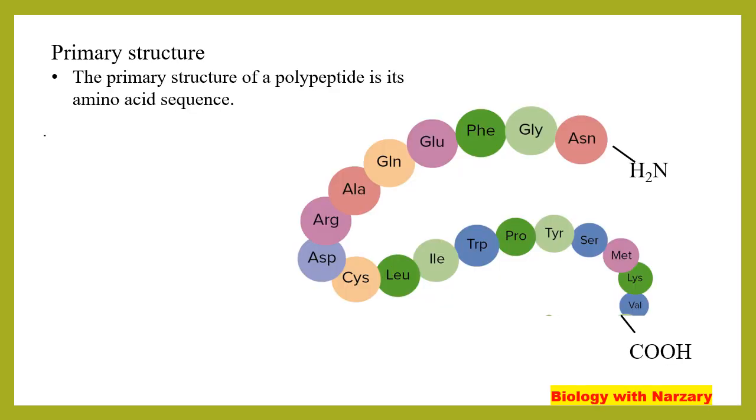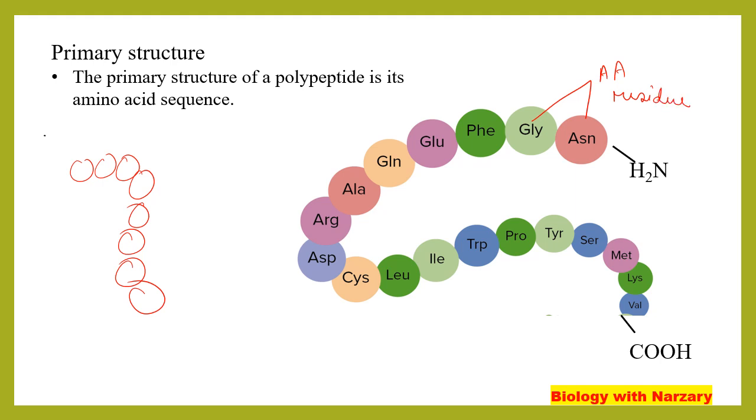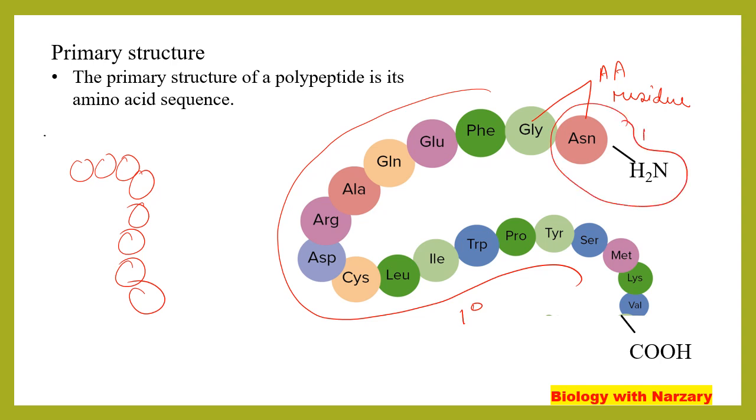Now, the primary structure of protein is nothing but a linear sequence of amino acid residues joined by a peptide bond. Here you see in this figure, these are amino acid residues, and these amino acid residues are joined by a peptide bond. And the structure formed here is the primary structure of protein. As I have said in the earlier video, the amino acid residue containing the amino group will be known as the N-terminal amino acid residue, and the amino acid residue containing the carboxyl group will be known as the C-terminal amino acid residue. So, the primary structure of protein is a linear sequence of amino acids that is joined by a peptide bond.